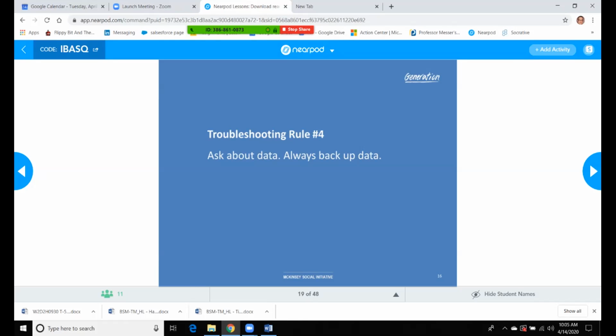Troubleshooting rule number 4: ask about the data. Always back up the data. Can anybody tell me what they realize about this step and what is weird about it? It's considered rule number 4, but there should already be a first rule about data. But it's actually in step number 1. You are correct, it is in step number 1. We've asked them. And again, troubleshooting rule number 4 is telling us to ask about the data.